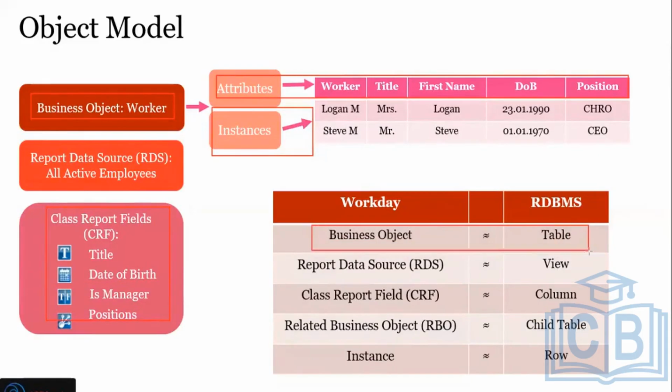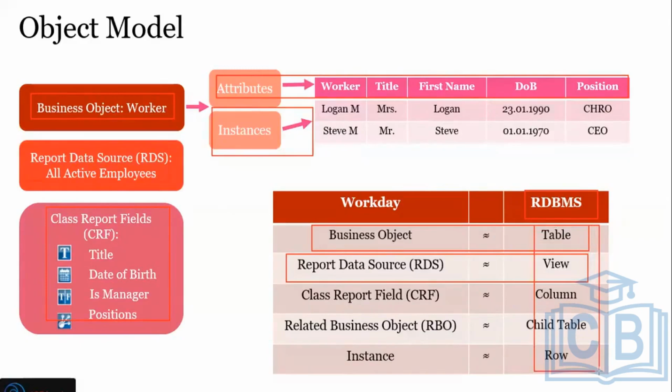You can think of a business object as a table, a data source as a view in a traditional relational database management system. For example, Oracle or those traditional database systems. We have tables, views, columns, and so forth. An instance is a row of data. A class report field, basically, each field is a column.